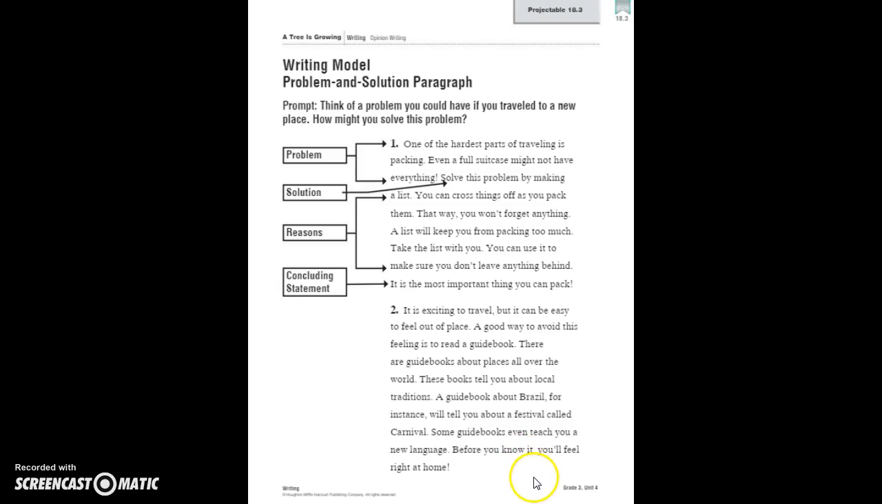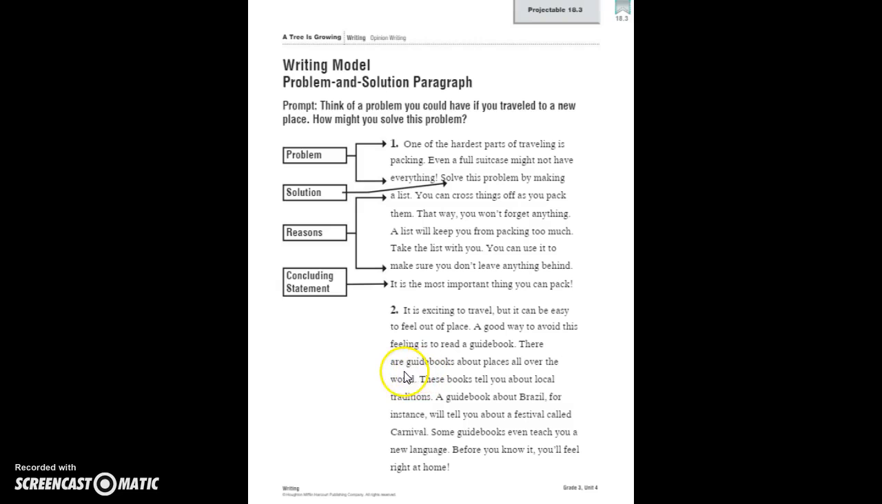So the first thing we need to look for is the problem. The problem should be clearly stated at the beginning. It is exciting to travel, but it can be easy to feel out of place. That is a problem. So then what is the opinion that poses a solution? A good way to avoid this feeling is to read a guidebook. There's our solution.